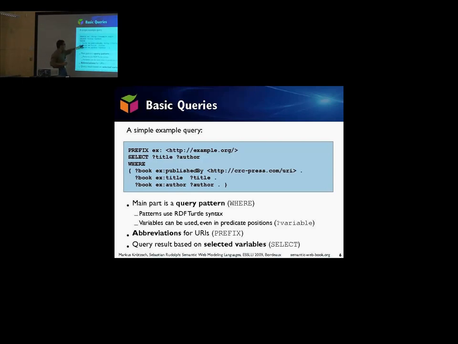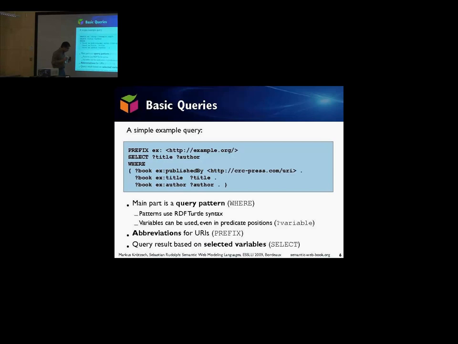And what you are specifying over here is identical to the WHERE clause in SQL queries. So over here, we are basically saying that I am interested in the title and author of books which are published by CRC Press. The book has a specific title, and the book has a specific author.